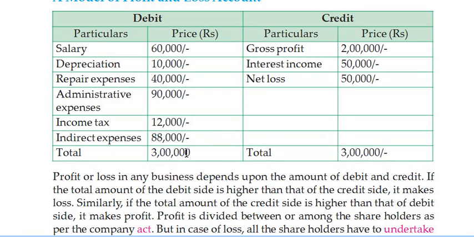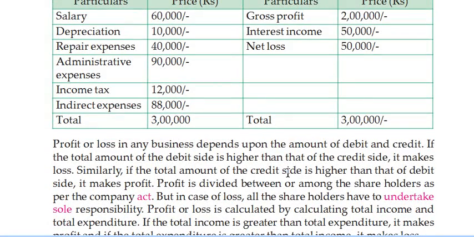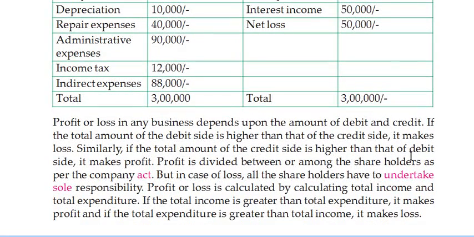if this debit side has the higher total value than this credit side, then we decide that the business is in loss. But vice versa, if this credit side has a higher value than this debit side, then we consider that the business is in profit. Similarly, if the total amount of the credit side is higher than that of the debit side, then it makes a profit. Profit is divided among the shareholders as per the Company Act. But in case of loss, all the shareholders have to undertake sole responsibility.